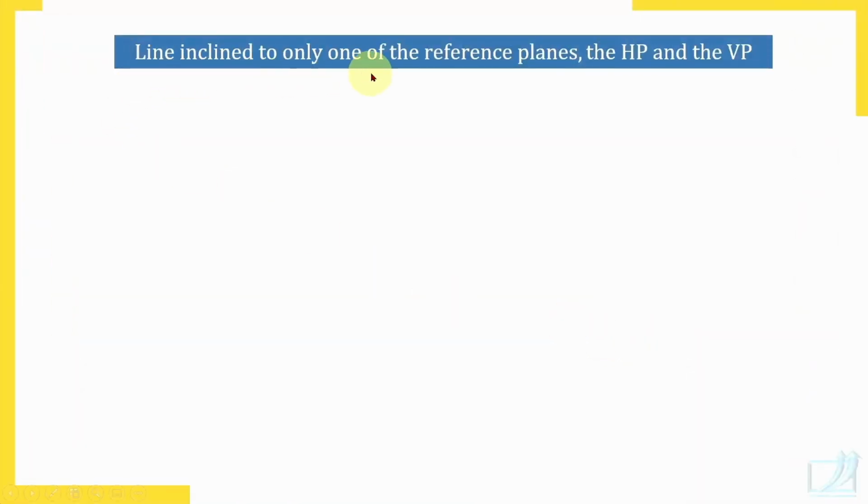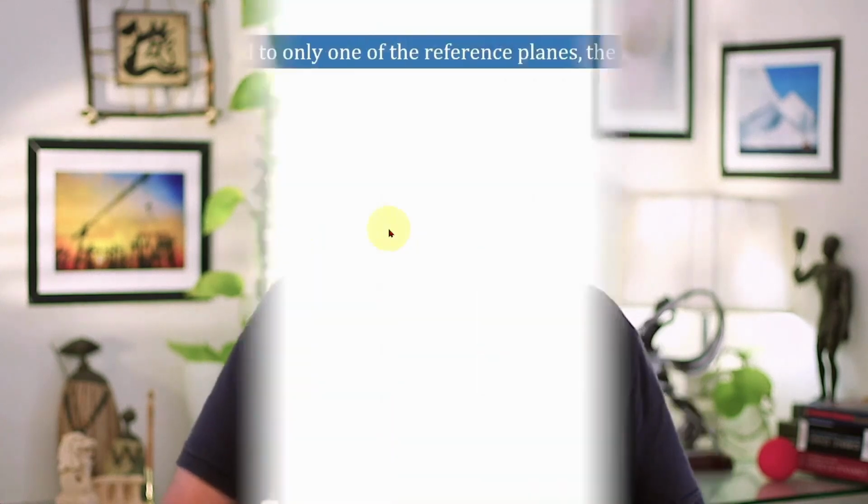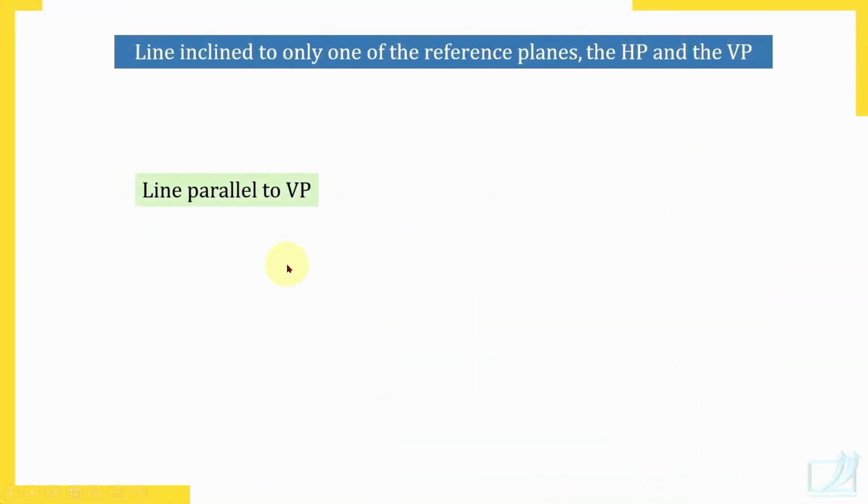Line inclined to only one of the two reference planes, the HP and the VP. In this lecture, we are going to solve problems on lines inclined to only one of the two reference planes. So this is very important. You should remember when you solve problems on lines.